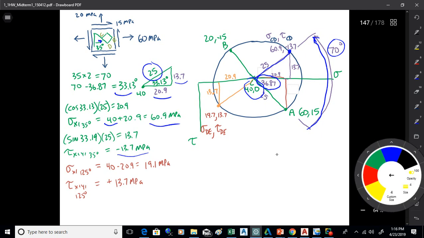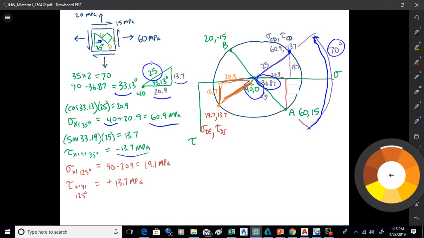Then we can come back the other way. If we want to know the stress on that other plane, DE is 90 degrees from CD, so we double the 90 and get 180. We shoot that line back and find the coordinate of that point. It's the same triangle, just rotated around 180 degrees. So 40 minus 20.9 is 19.1, and the shear is positive instead of negative.